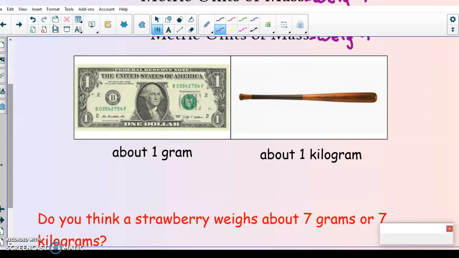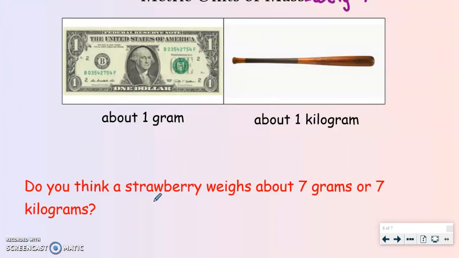All right, I'm back. Well, I don't know what strawberries you've been picking or seeing, but I sure hope that you chose 7 grams. That is actually the average mass or weight of a strawberry. 7 kilograms would be ginormous, equal to 7 baseball bats. So that'd be a huge strawberry.